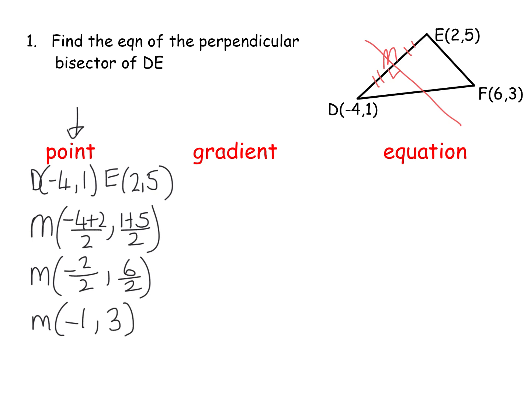Next, I'm going to find the gradient. I need to find the gradient of the line DE first of all, so gradient of DE. And I'm labelling all my work in so that you can know what I'm trying to find the gradient of. DE is already written there, so I'm not going to write it out again.